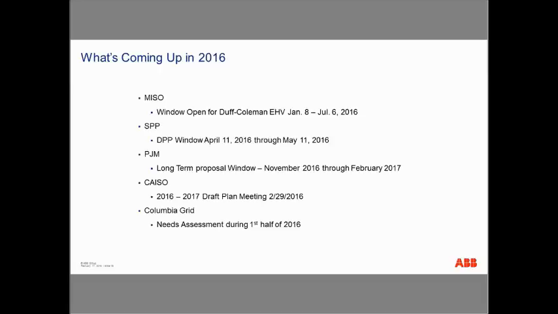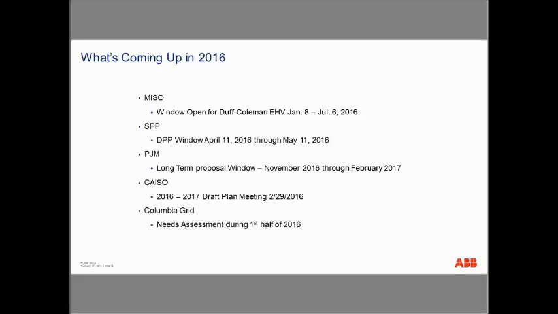PJM has a proposal window scheduled for November of 2016, so later on this year. That'll run through February of 2017. And they are getting data ready and uploaded to their site as well. And there'll be a process for reviewing that, and I believe they'll put out a preliminary model first, and then they'll put out a final model closer to that November date that you can use to evaluate the transmission projects that you want to propose to meet their needs.